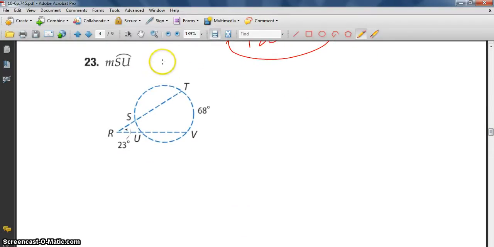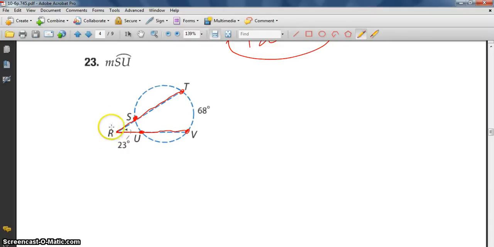Number 23. Almost the exact same type of problem, except for having a tangent and a secant. Now we have two secants. Each intersects the circle in 2 points. That's what a secant line does.